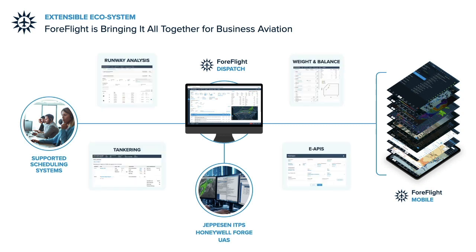There are some new things that we've recently added: runway analysis, weight and balance, tankering, and eAPIS, which we'll talk more about in this session. And all of these are integrated into Dispatch, so you don't have to leave this ecosystem to do your planning. You can do everything from right here. And then just on the left here, you can see just a small sampling of the scheduling systems that we integrate with. There are definitely more. And if there's someone you're looking for, you can definitely let us know.